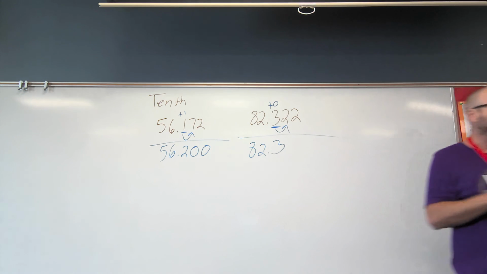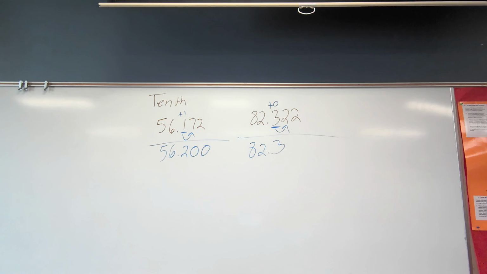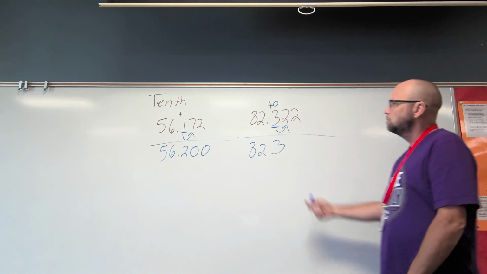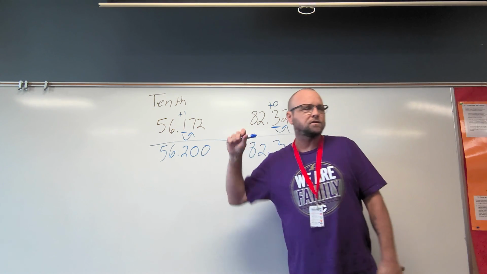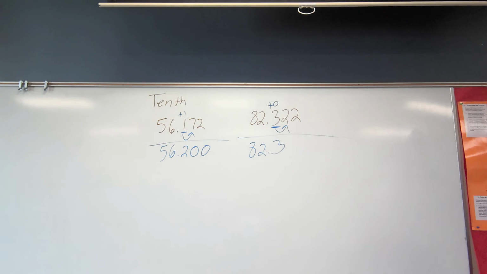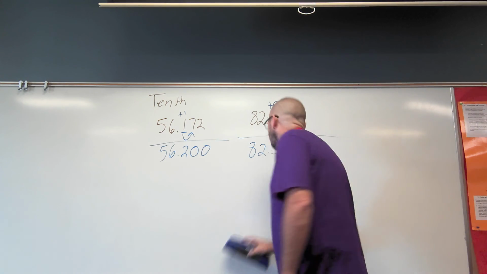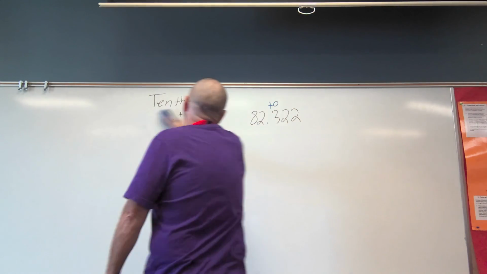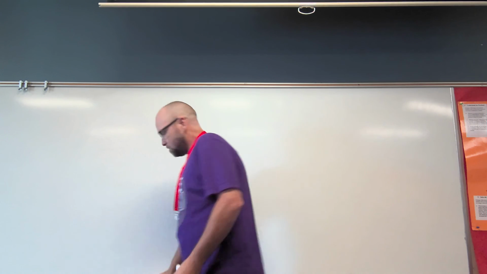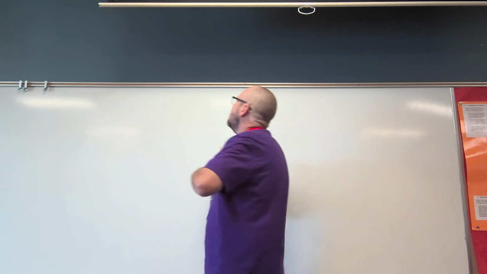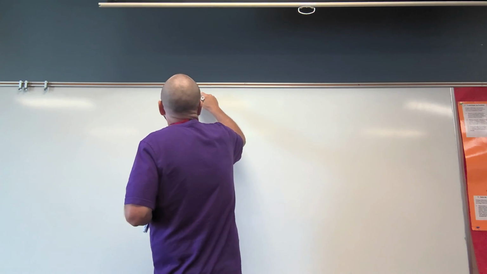I can have it 82 and 3/10. I can have it 82 and 30 hundredths. I can have it 82 and 300 thousandths. But normally, if there's zeros on the end, you're just going to leave it as 82 and 3/10. So both of those things are reviewed. The one thing that I am responsible for you to know is the nearest hundredth.